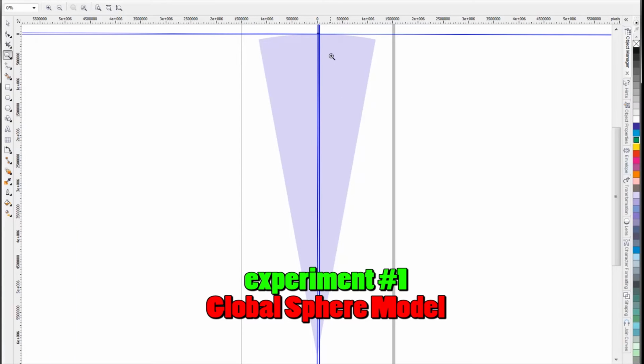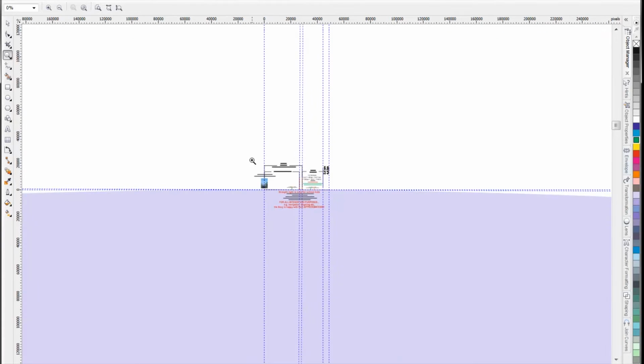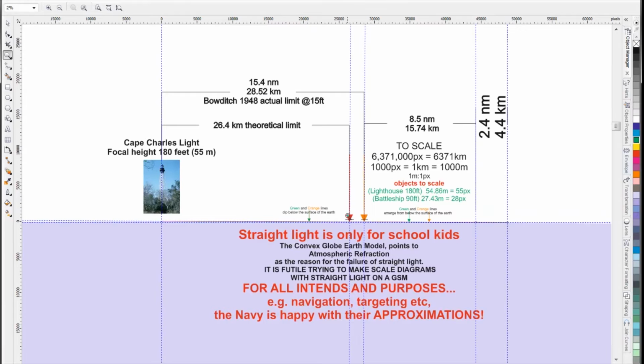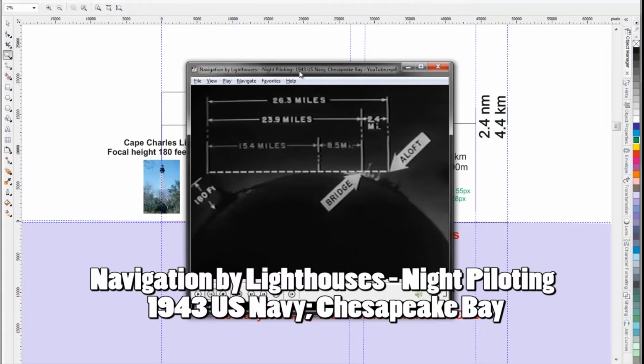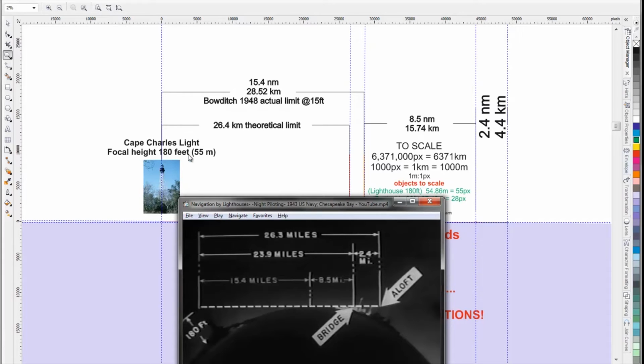This is also a 2-scale diagram on the surface of the Earth. This is a cross section of the Earth. And we're going to reenact the example given in the Navy video called Navigation by Lighthouses, Night Piloting, 1943 US Navy. So we have Cape Charles Light, a focal height of 180 feet, distance 15.4 nautical miles to the horizon.